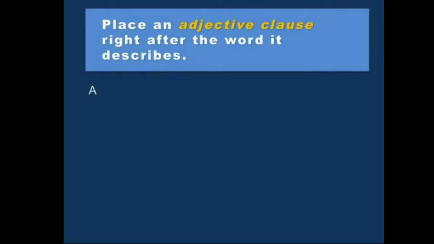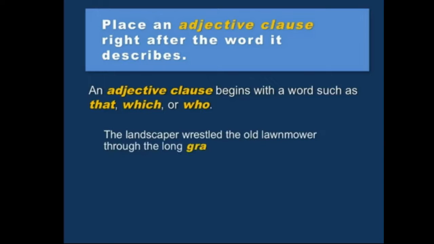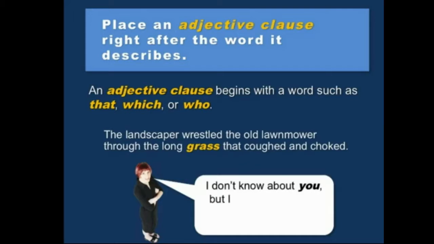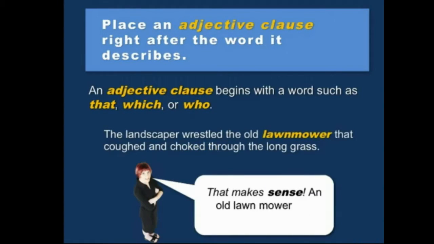You want to place an adjective clause right after the word it describes. Now, an adjective clause begins with a word such as that, which, or who. Let's try a sentence. The landscaper wrestled the old lawnmower through the long grass that coughed and choked. Well, the grass can't cough and choke. So it makes more sense if the lawnmower is the one coughing and choking, such as: the landscaper wrestled the old lawnmower that coughed and choked through the long grass.